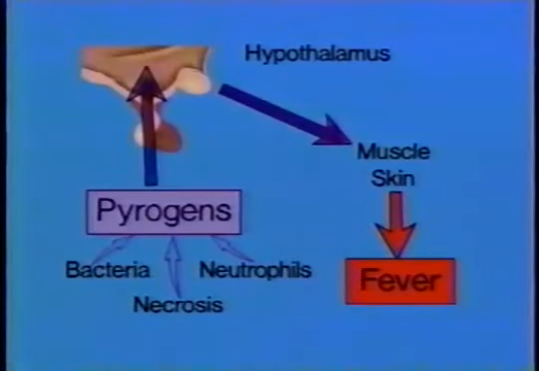Fever is due to the action of substances called pyrogens on the temperature-regulating centers of the hypothalamus. Pyrogens are low molecular weight substances derived from exogenous sources, such as bacteria, or endogenously from necrotic tissue or leukocytes. An important endogenous pyrogen is interleukin-1. It is a low molecular weight protein released from activated macrophages.